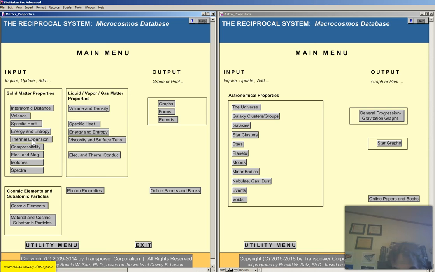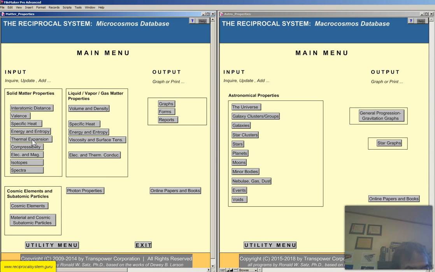In the meantime, you can look on the right side, the Macrocosmos database. That module covers the universe as a whole, galaxy clusters and groups, galaxies, star clusters, stars, planets, moons, minor bodies, nebulae, gas and dust, and voids. It also has graphs for the general progression of gravitation and for stars, the properties of stars. So it's very complete.